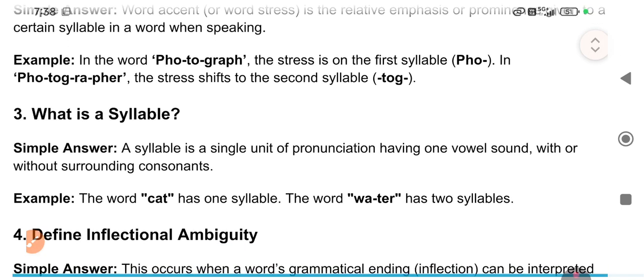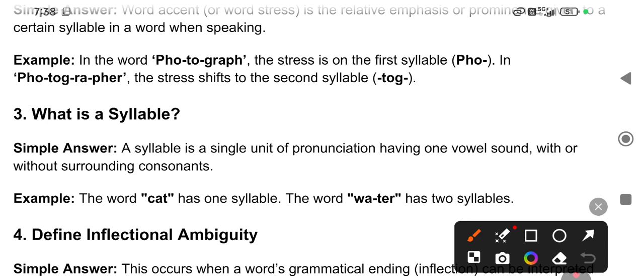So here they have given an example in the word photography, right? So the stress is on the first syllable, pho. In photography and photographer, they have made a very good difference.